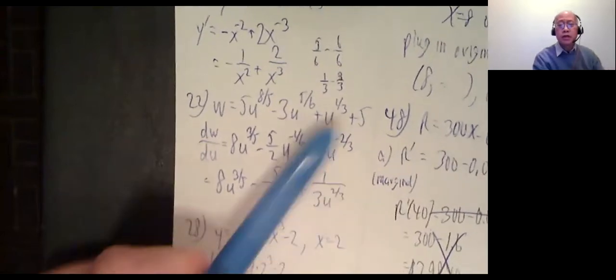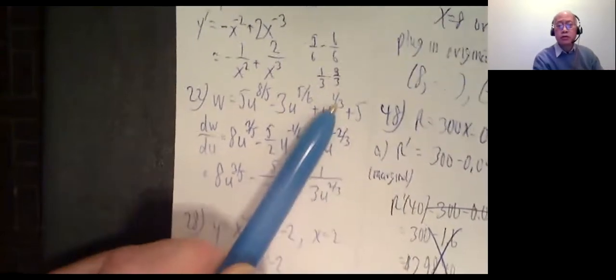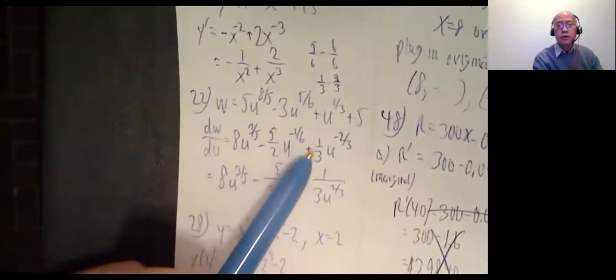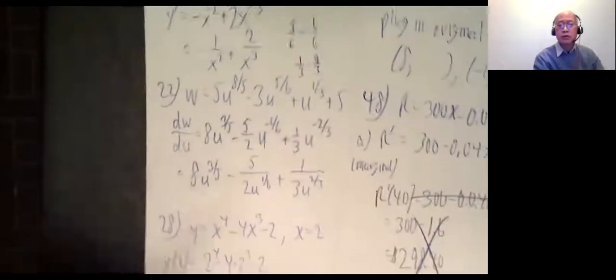Okay, and likewise, how do you differentiate u to the 1/3? 1/3 comes down. u to the 1/3 minus 1, 1/3 minus 3/3 is a -2/3.